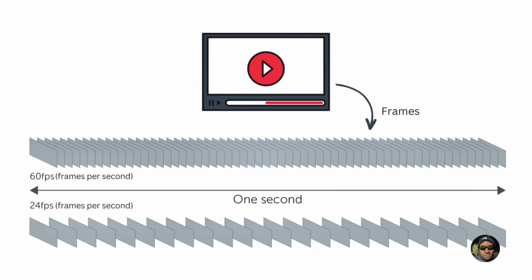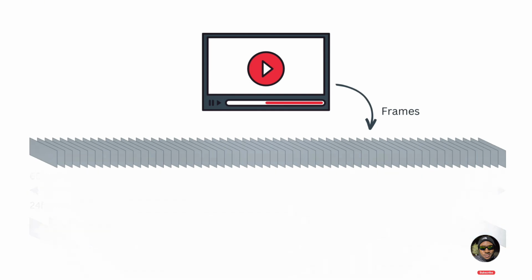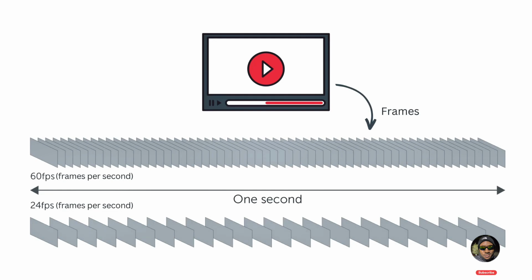Every video you watch is actually made up of thousands of still images played very quickly. These individual images are called frames. That's where the term FPS, or frames per second, comes from. Most video runs around 24, 25, or even 30 frames per second. So if a video is 10 seconds long at 30 FPS, that means it contains around 300 images.